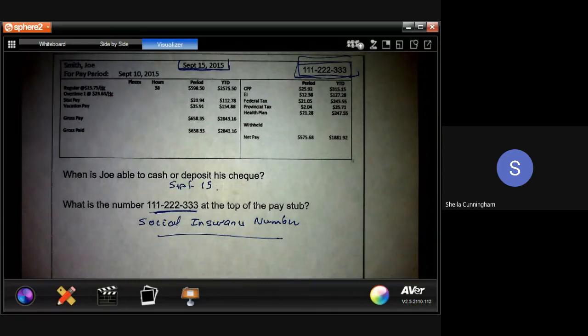And that is it for pay stubs. So now you can go off and work on your practice.